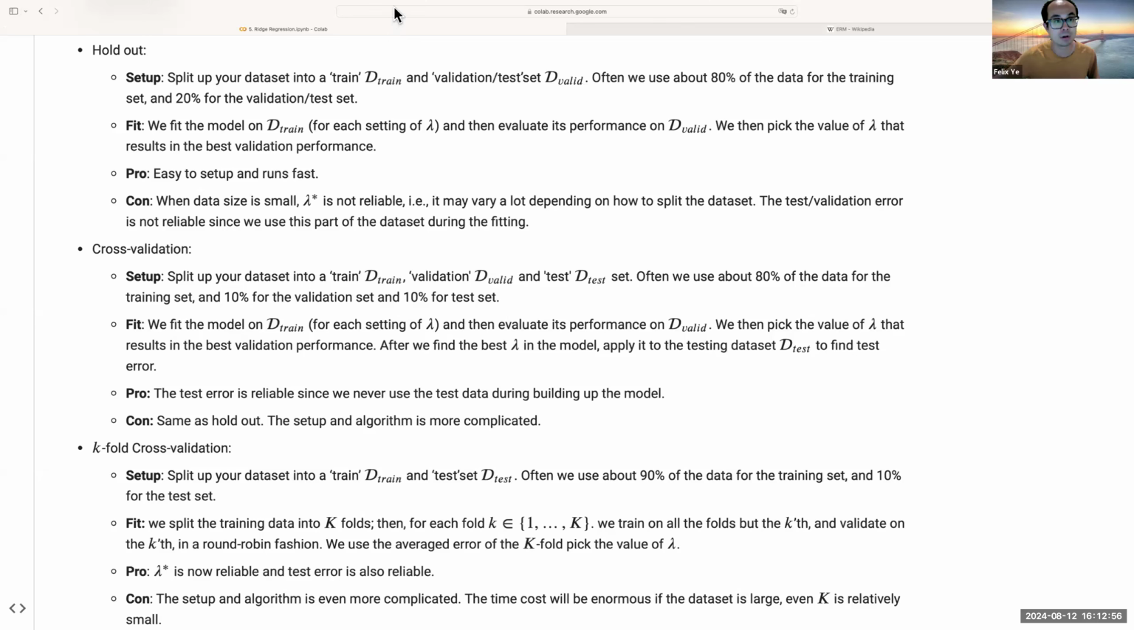So this gives you a very good overview of these three ways to choose the optimal parameters: holdout, cross validation, and k-fold cross validation. In different situations, in the homework projects, you actually need to find out which one can fit best. So it depends on your problem and on how large your data is.